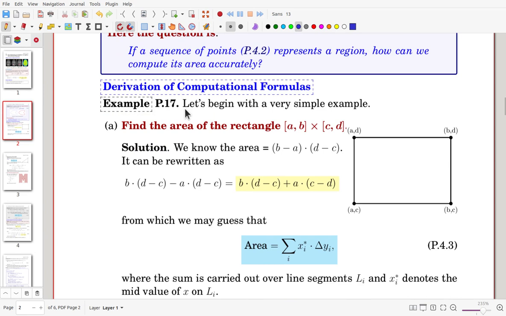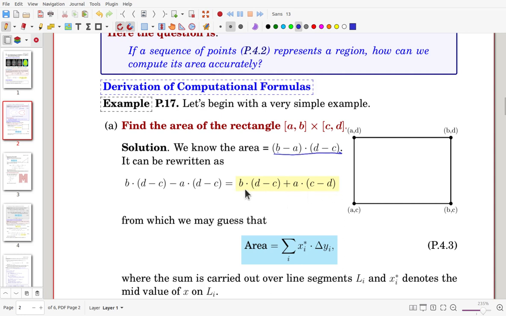The first example is a rectangle. For rectangle ABCD, the area can be easily obtained. This is length times height. But this can be rewritten in this way, which is the same as this one, and we can recheck that.